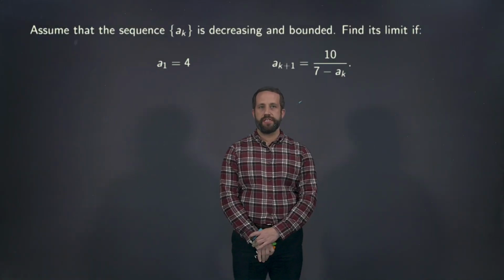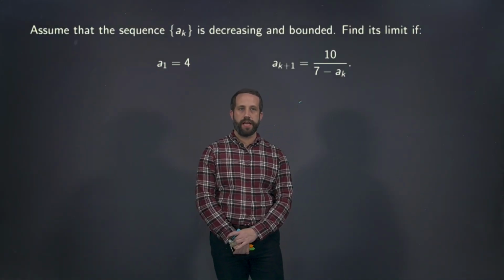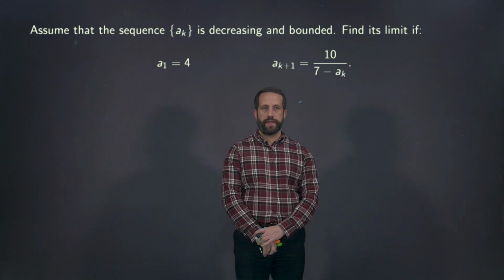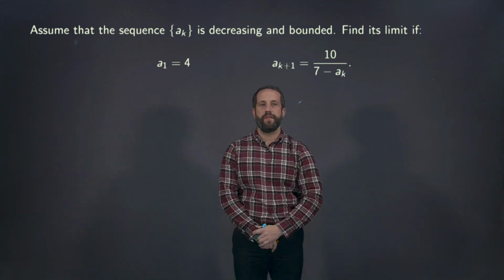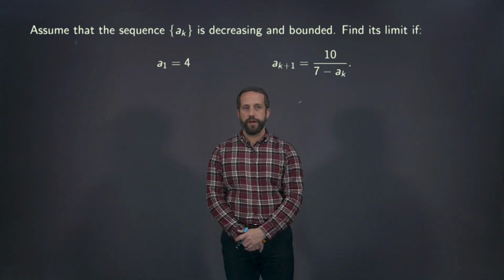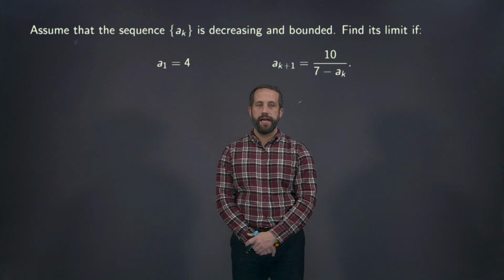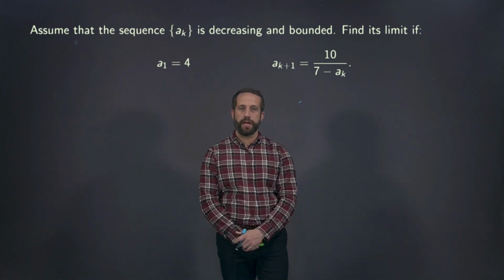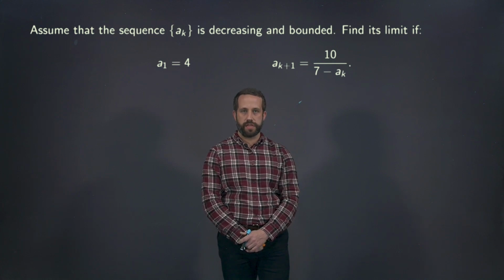Okay, so we have the sequence. It is decreasing and bounded, and so it's a recursively defined sequence. A1 is equal to 4, and then A(k+1) is defined in terms of A_k. And we're given that it is decreasing and bounded. The decreasing and bounded tells us that the sequence has a limit. So remember, any bounded monotonic sequence has a limit. So that's the first thing that it tells us.